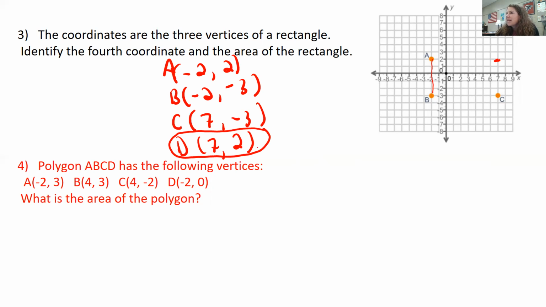And the area of the rectangle, well, the distance between +2 and -3 is 5. And then the distance between -2 and 7 is 9. So now our side lengths are 9 and 5. So if we multiply 9 times 5, we get 45 squared units.